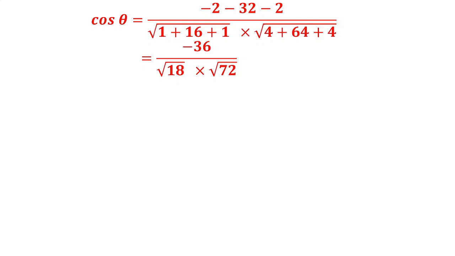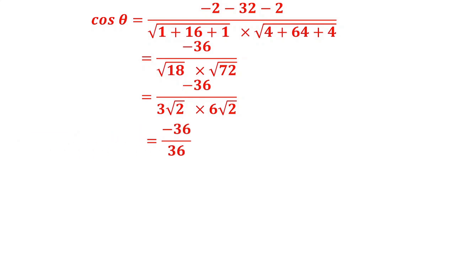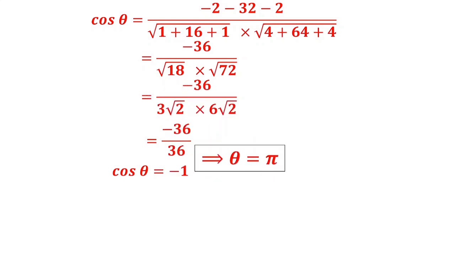How to write root 18? It is 9 into 2, therefore 3 root 2. 72 is nothing but 36 into 2, therefore 6 root 2. Therefore 3 into 6 is 18, and 18 into root 2 times root 2, which is 2, gives 36. So you got minus 36 by 36, which is minus 1. When cos theta is 1, you know theta will be 0. When cos theta is minus 1, theta will be pi.